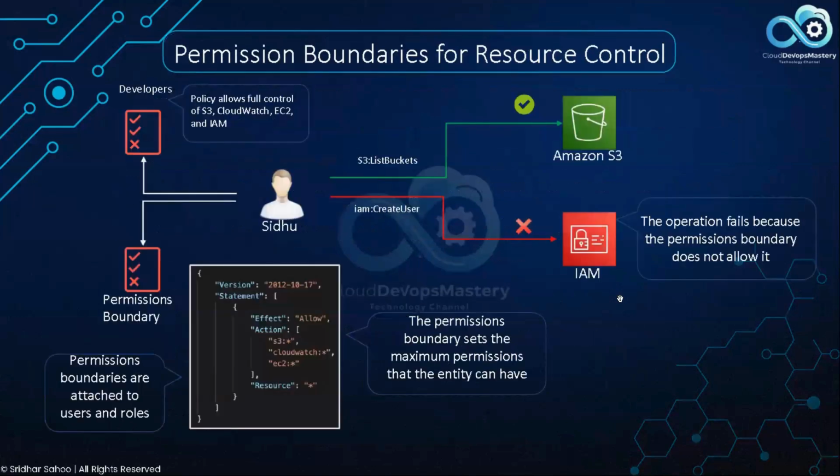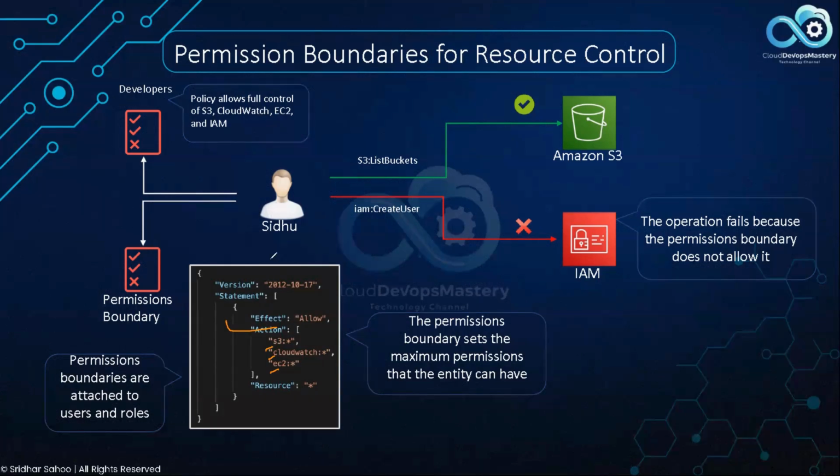This is one scenario. Now you see in this diagram, there is a user called Sidhu. Let's try to understand from this diagram. This is a user, its name is Sidhu. And for this user, what is the permission given? Effect is allow, and the action is given for S3, CloudWatch, and EC2. Okay, so this is the permission given.